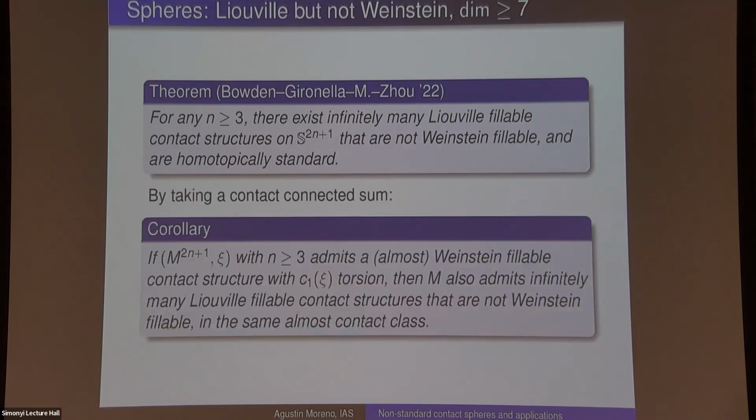And again, by taking a connected sum, we deduce that if you give me any contact manifold in dimension at least 7, which is almost Weinstein fillable, and also assume that c1 is torsion, then you find infinitely many Liouville fillable contact structures that are not Weinstein fillable in the same almost contact class. So again, Liouville but not Weinstein fillable structures exist in abundance in high dimensions.